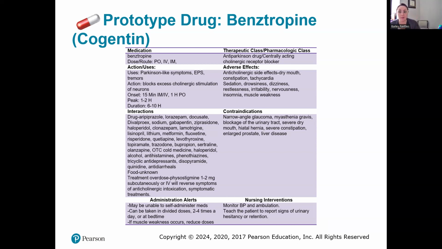Okay. There are a lot of drugs that interact with benztropine, but we have to remember what it treats. If it treats EPS, a lot of these medications cause EPS. So we're going to give them together if they're having EPS symptoms, but we don't want to give them unless that's happening. Okay.